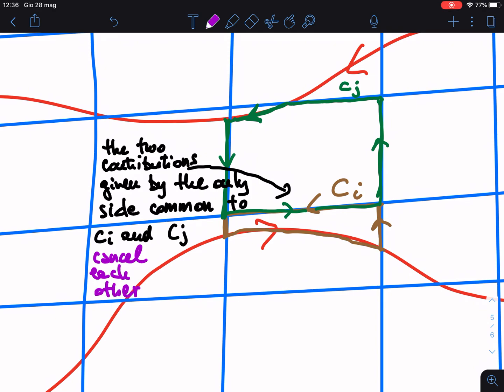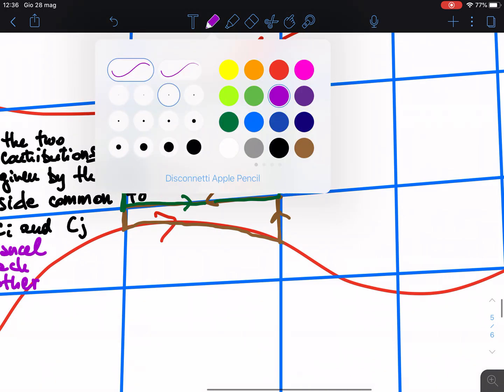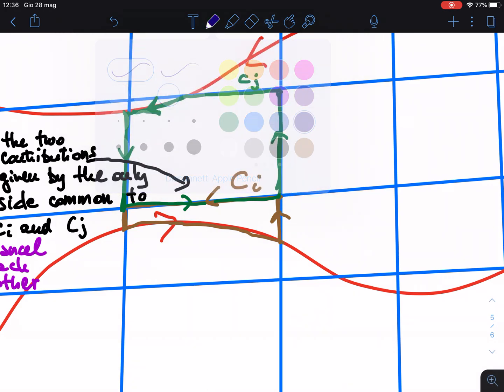So this is the key observation of all the proof. Once you understand this fact, then you understand everything. Vice versa, if you did not understand this, stop here and try to reason or repeat with the video and so on. We can also add another example.